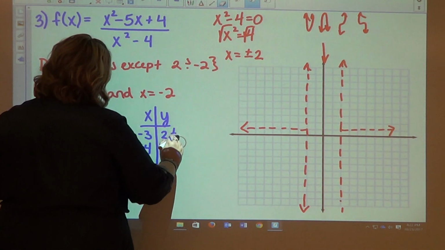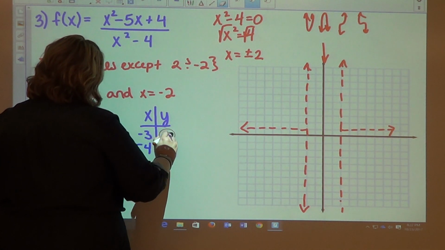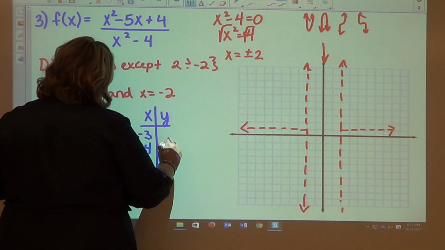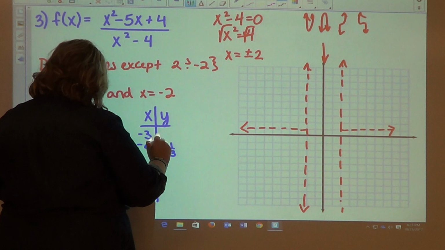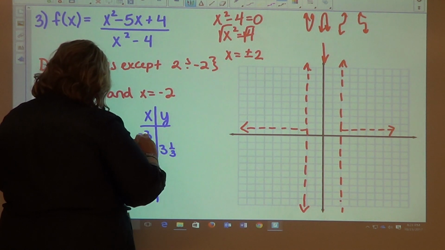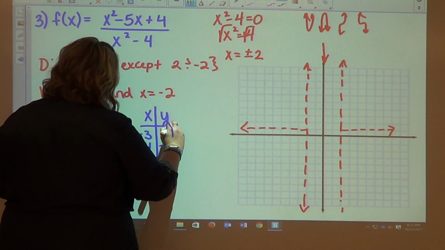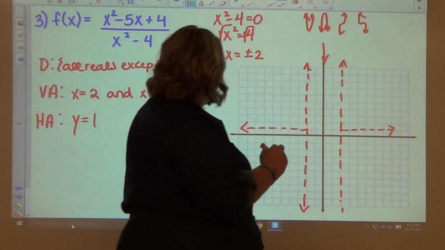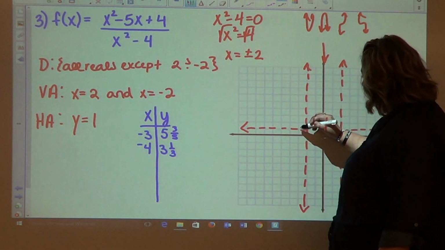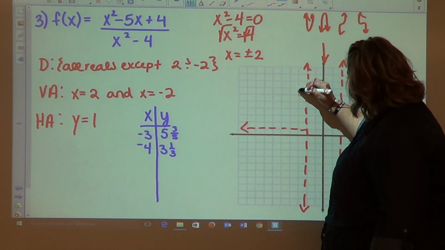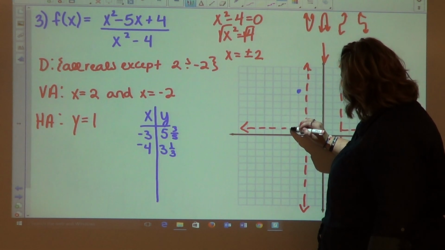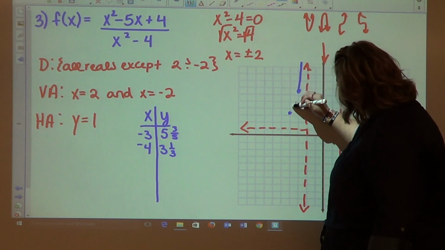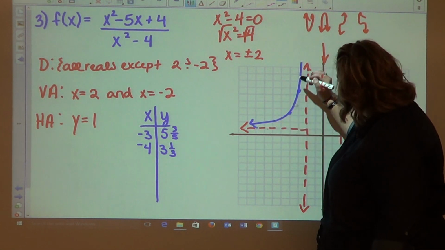Alright. So this is 5 3/5. I didn't plug it in correctly. So I would have negative 3, 5 3/5, and negative 4, 3 1/3. So these are going to come close to those dashed lines, but it's never going to cross them.